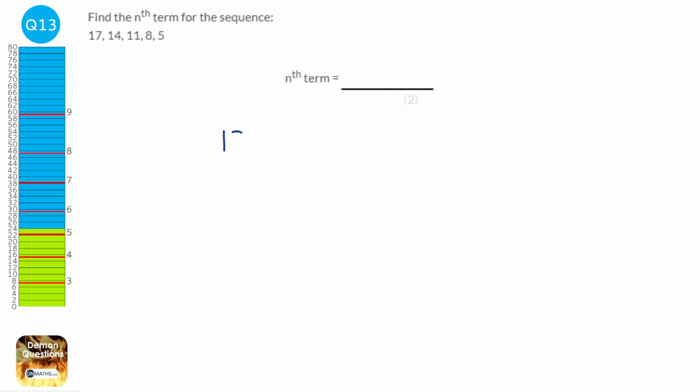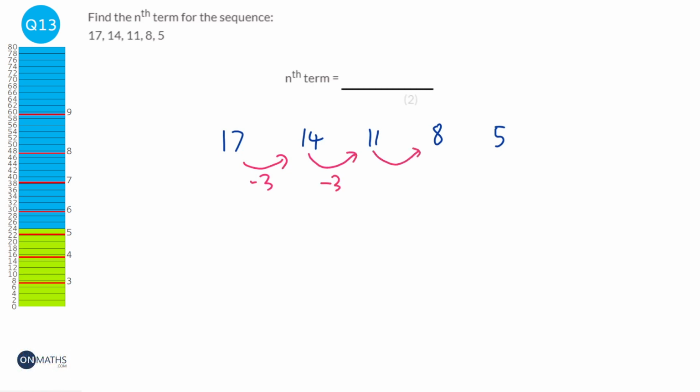So let's write these numbers out. And the first thing to do is work out what the numbers are going up by. So they're going up by minus 3, because they're minusing 3 each time. So we know that the number before the n is going to be minus 3. So whatever they go up in is the number before the n. Then what we do is we go backwards to find the 0th term.